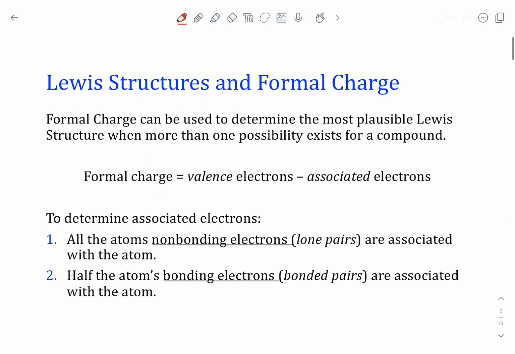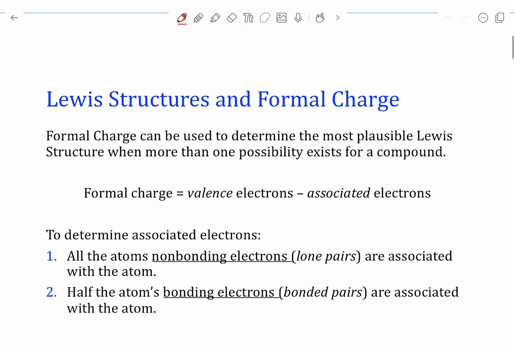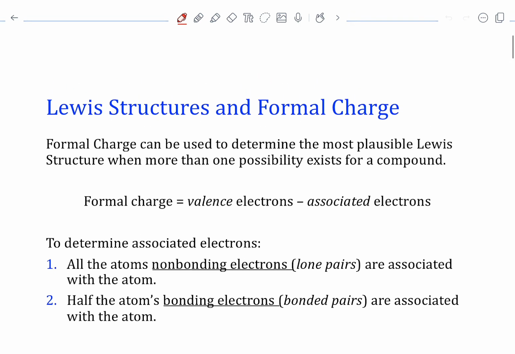So we've learned about Lewis structures and we've mastered drawing those Lewis structures utilizing our guidelines from our previous lesson. So now we have to think about formal charge. Now, formal charge can be used to determine the most plausible Lewis structure when more than one possibility exists for a compound. So if you think back to our previous lesson, we talked about a structure that looked like this.